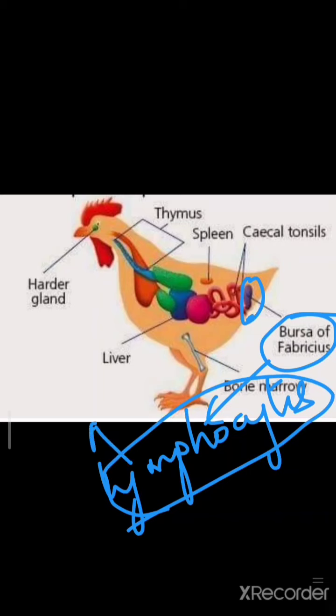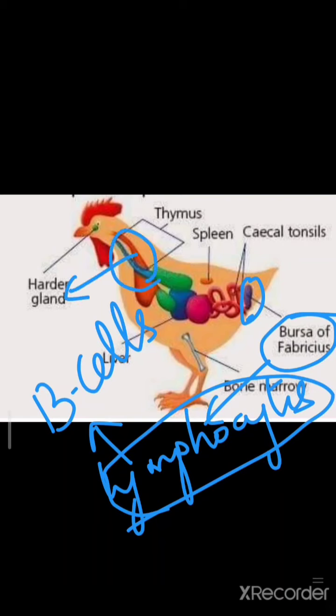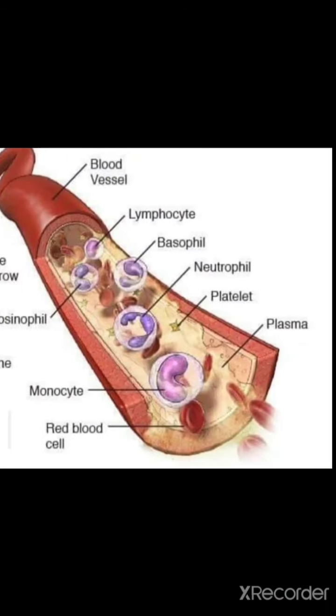The lymphocytes that mature here are called B cells. Birds also have a thymus, which matures T cells. So this is about the bursa of Fabricius. It shows folds inside it, like intestinal folds, called plicae. So this shows structural similarity with the thymus and functional similarity with the bone marrow. So this is about primary lymphoid organs.